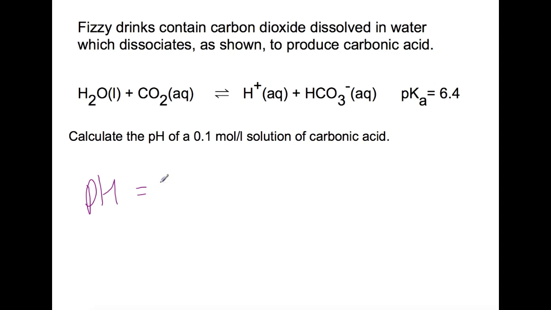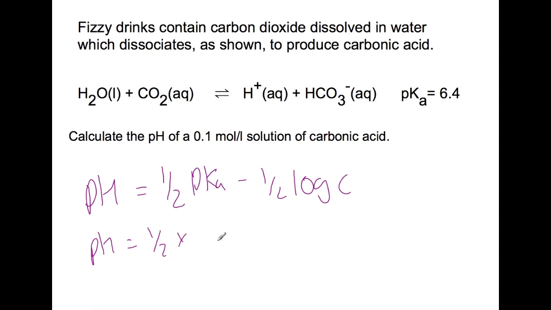So using the equation that we've just calculated, we have a half pKa minus a half log C. So here is your pKa, 6.4, minus a half log of the concentration, which is 0.1. If you calculate that through, you find that you have a pH of 3.7, and this is a weak acid, so a pH of 3.7 would seem sensible.